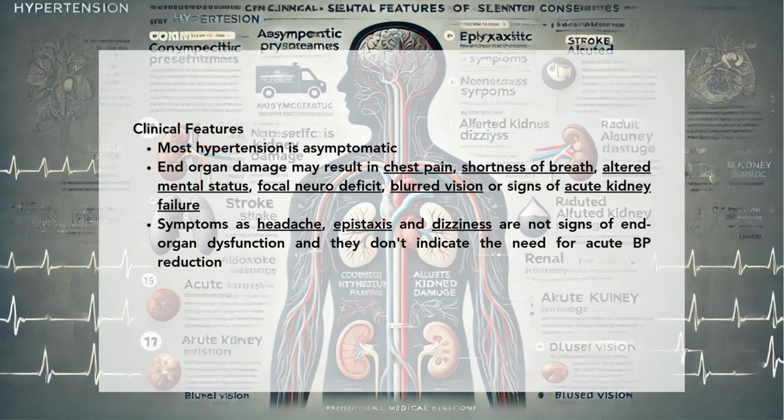Common clinical features. Asymptomatic nature: patients may present without any symptoms, underscoring the importance of regular blood pressure monitoring. End organ damage may manifest as cardiovascular: chest pain, shortness of breath. Neurological: altered mental status, focal neurological deficits, stroke. Renal: signs of acute kidney failure. Ocular: blurred vision.